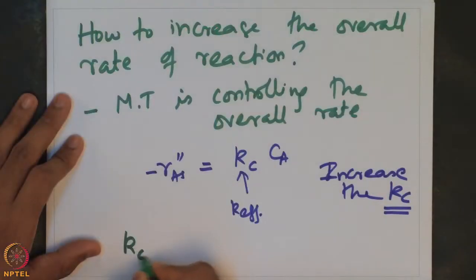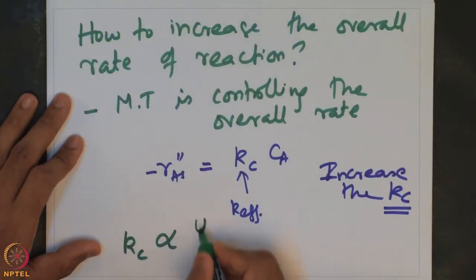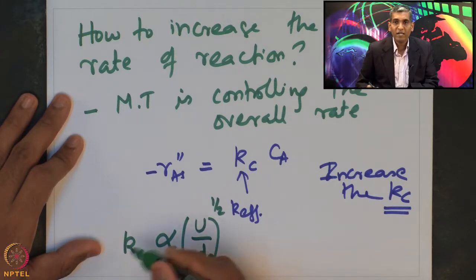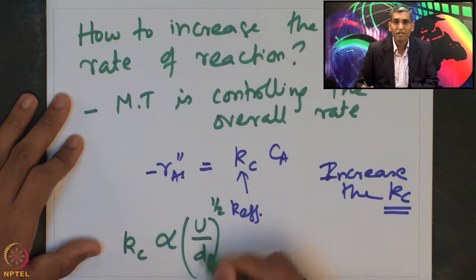We saw in the last lecture how to modulate the mass transport coefficient. We said that the mass transport coefficient Kc is proportional to the superficial velocity divided by the particle diameter, to the power of half. So, by changing u or dp, we should be able to increase the mass transport coefficient by modulating the superficial velocity or the particle diameter.